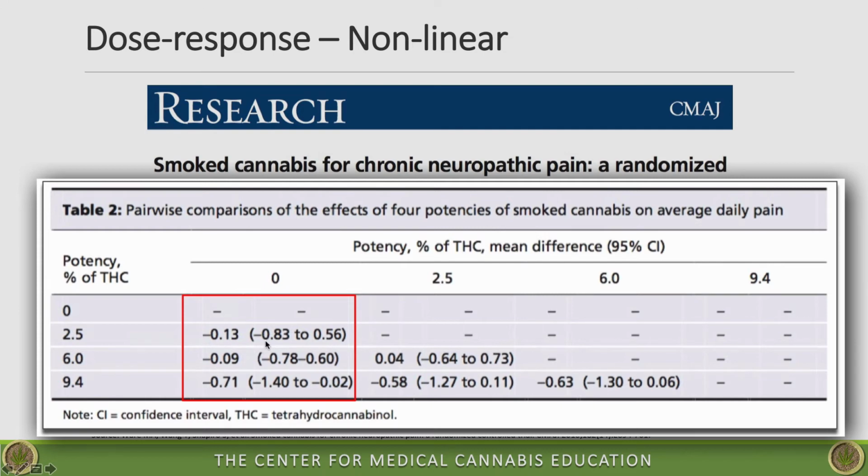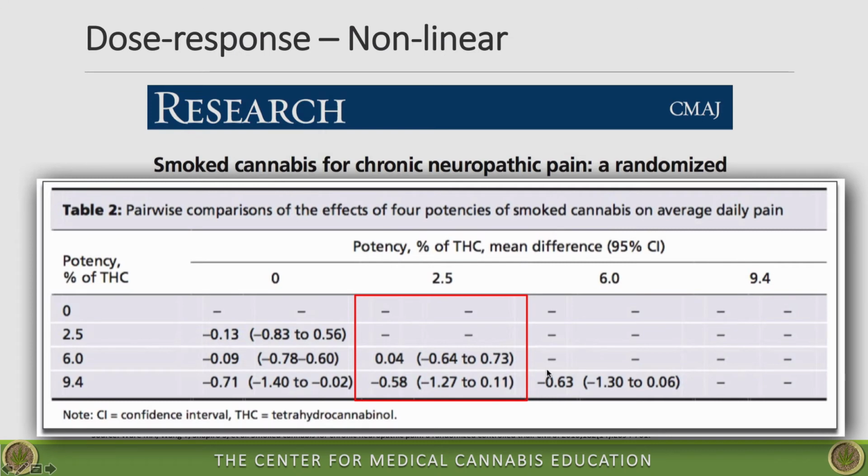The 2.5 potency led to a reduction of 0.13 points on an 11-point scale for pain as compared to placebo. The 6% potency led to a lesser reduction than the 2.5% potency, while the 9.4% potency led to a greater reduction than both. Still, from an absolute perspective, this is a pretty small reduction in pain, less than a point. Notice that this is not a linear trend.